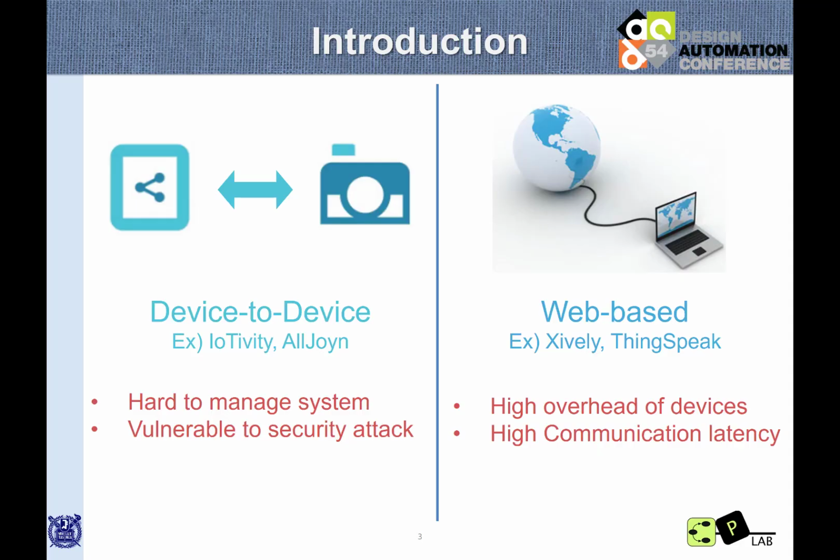There exist many IoT platforms that have different features and limitations. They can be classified into two types in terms of communication structure between devices. Some platforms allow direct information exchange between devices, denoted as device-to-device structure. However, it is hard to manage the IoT system as a whole and vulnerable to security attack.